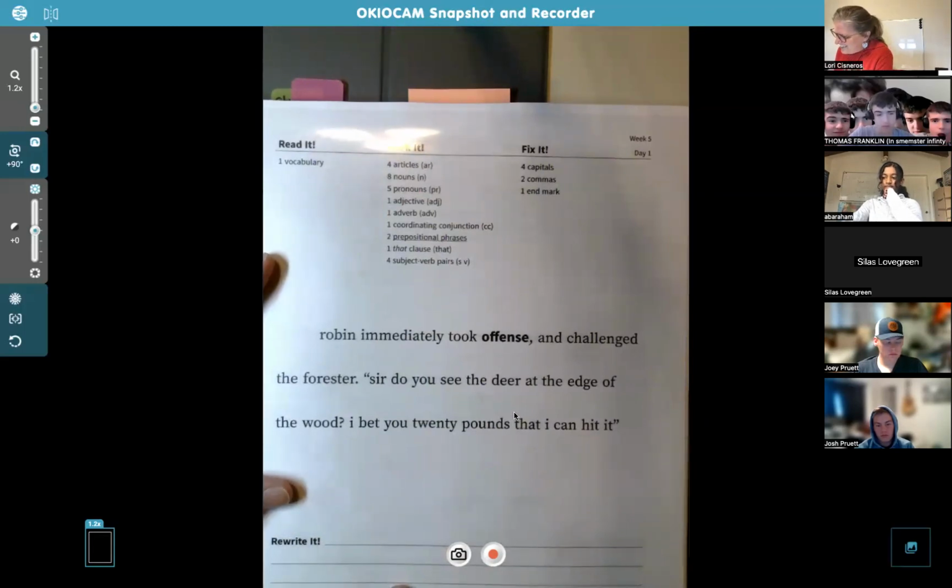Robin immediately took offense and challenged the forester. "Sir, do you see that deer at the edge of the wood? I bet you 20 pounds that I can hit it."